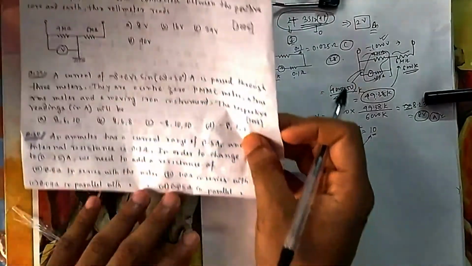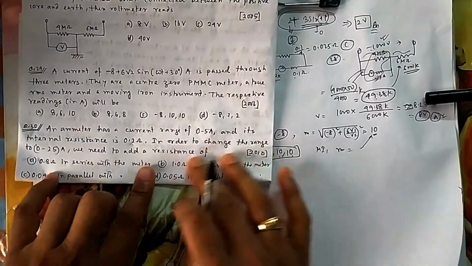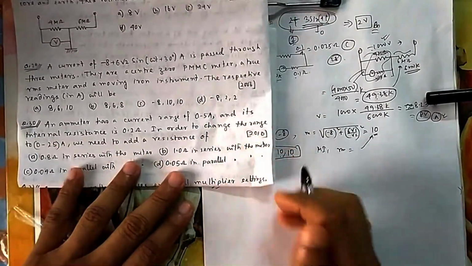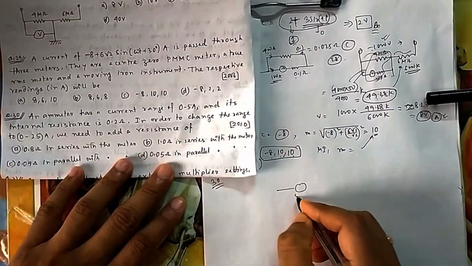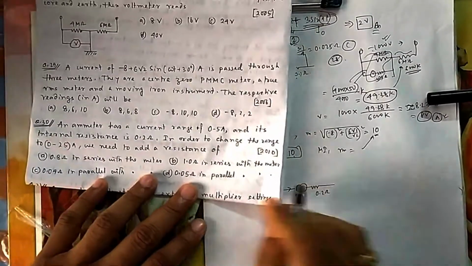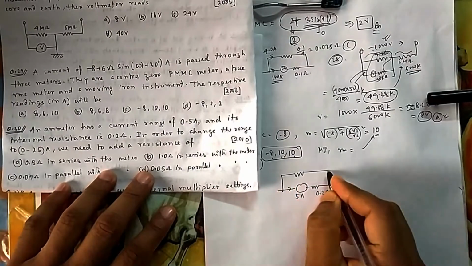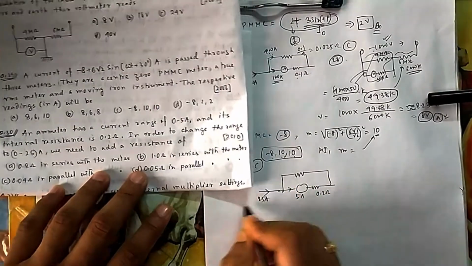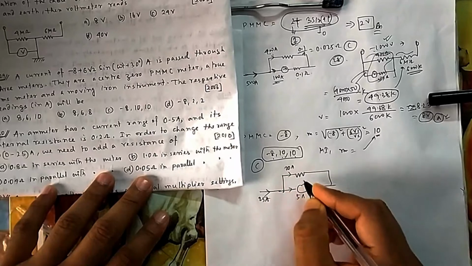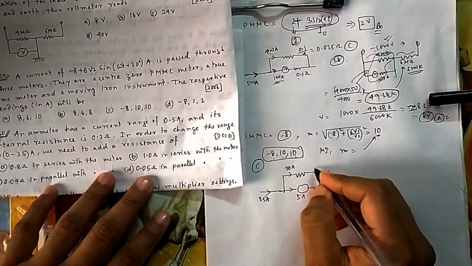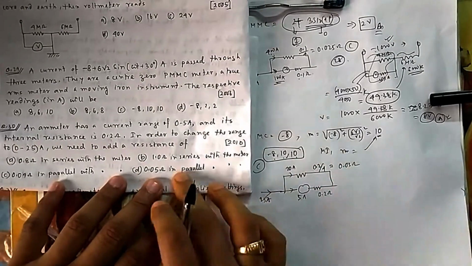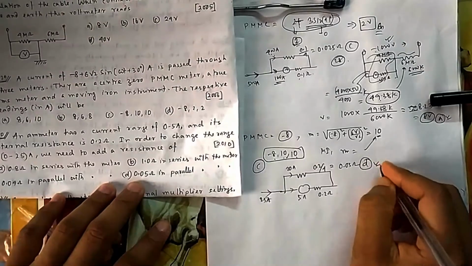Now if you come to 30, a meter has a current range of 0 to 5 ampere. Its internal resistance is given. This is also a question they repeat many times, an important one. An ammeter has a range of 0 to 5 ampere. Its maximum range is 5 ampere and its internal resistance is 0.2 ohm. Now you want to increase it to 25 ampere. So you want to pass 25 ampere through it, but it will take only 5 ampere. So the rest will go through this shunt. You see your current is 4 times, so your resistance should be divided by 4. So that is 0.05 ohm connected in parallel with the meter. That is D.